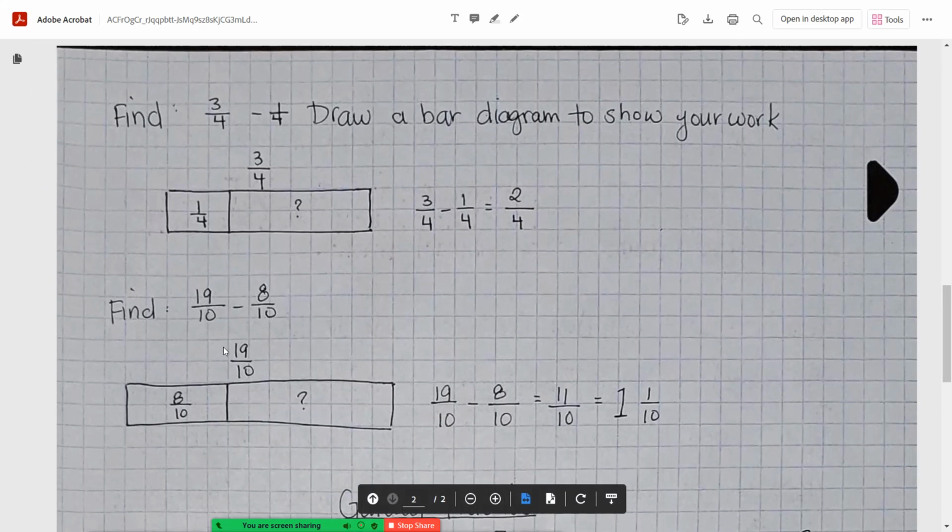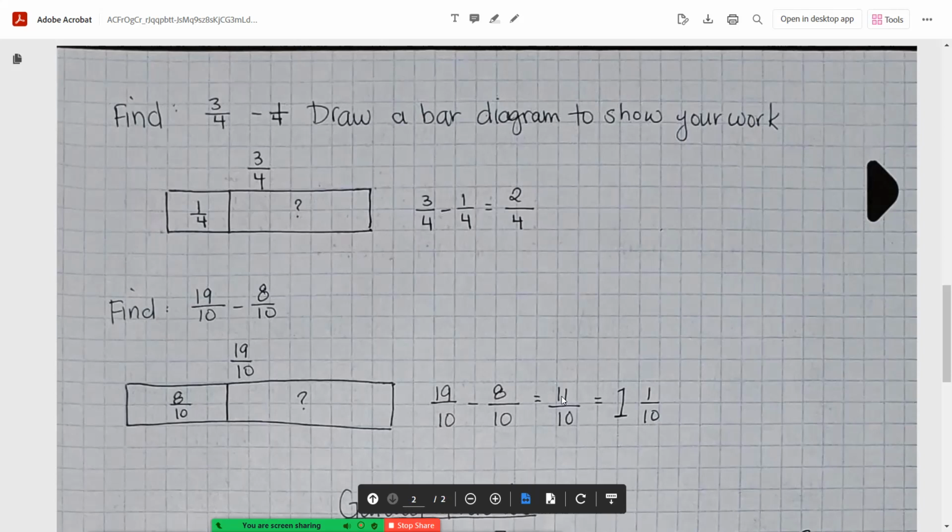So my 19/10 goes on top of my bar diagram. My 8/10 is the part that I'm taking away. And my mystery number is how much I'm going to have left. So here I'm just carrying my denominator across. 19/10 minus 8/10 equals something over 10. 19 minus 8 is 11.